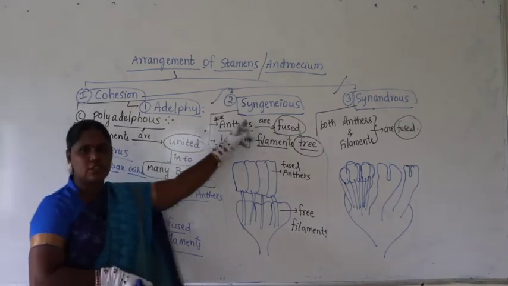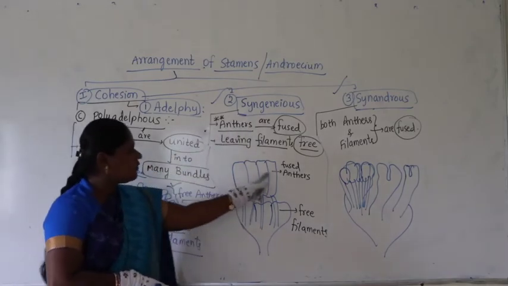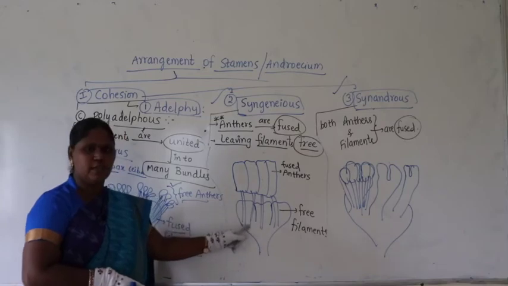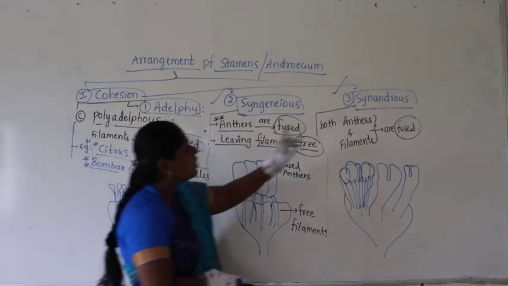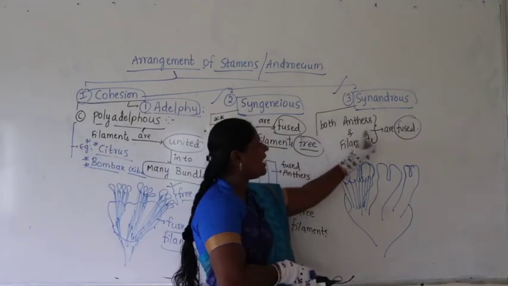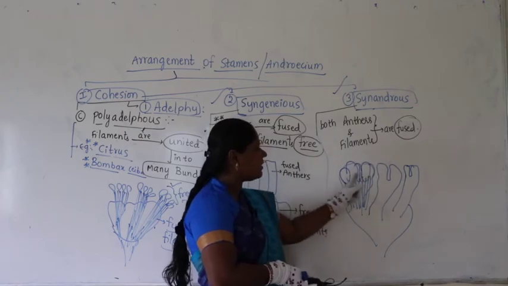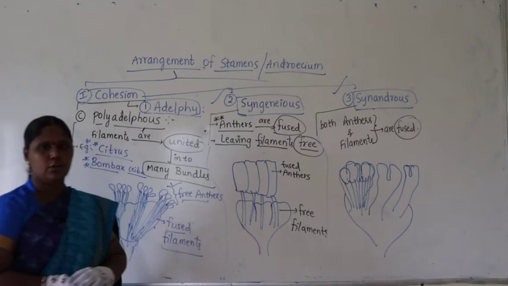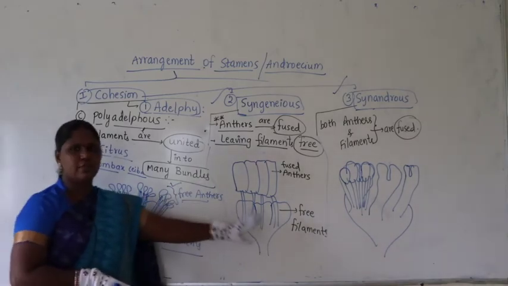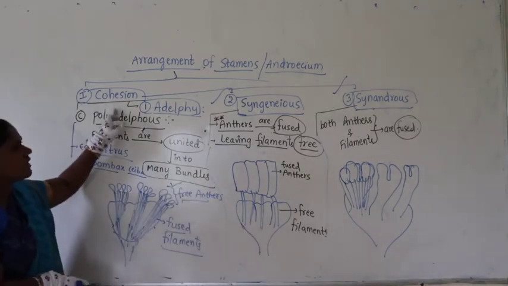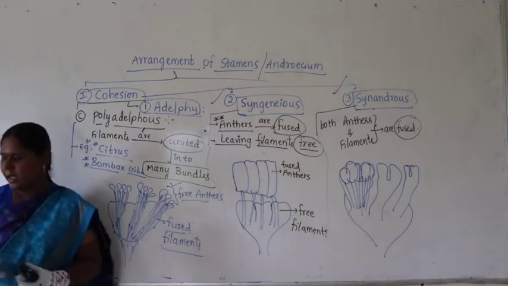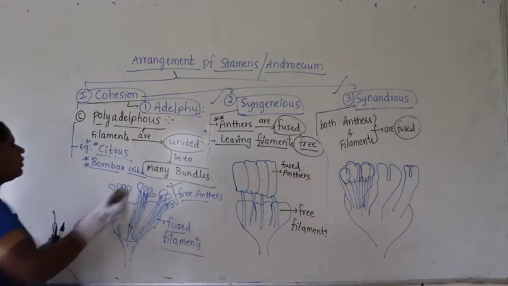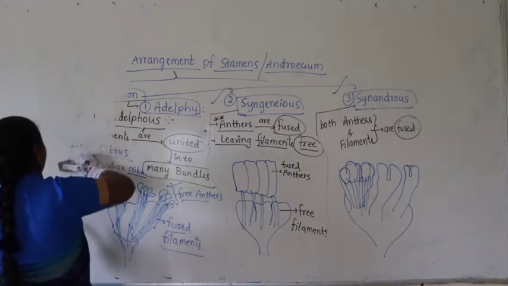Coming to Syngenesis, quite opposite: anthers are fused, leaving filaments free. That is called Syngenesis. What is Synandros? Both anthers and filaments are fused. Anthers are also fused, filaments are also fused. The condition is said to be Synandros. Now the first part, cohesion, is completed. So what is the second part we have? Adhesion. Let us continue with adhesion.